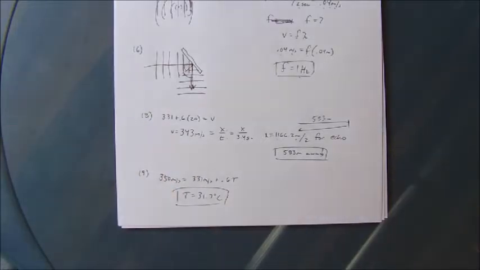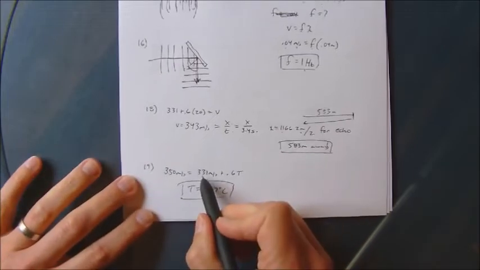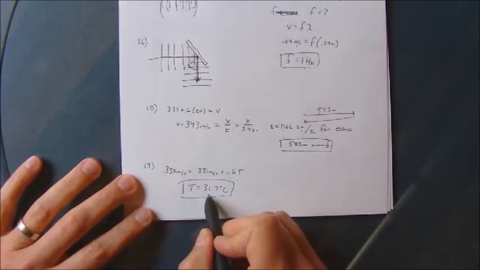Next problem, it gives a speed of sound of 350. So we plug that into 331 plus 0.6 T. We get T to be 31.7 degrees Celsius.